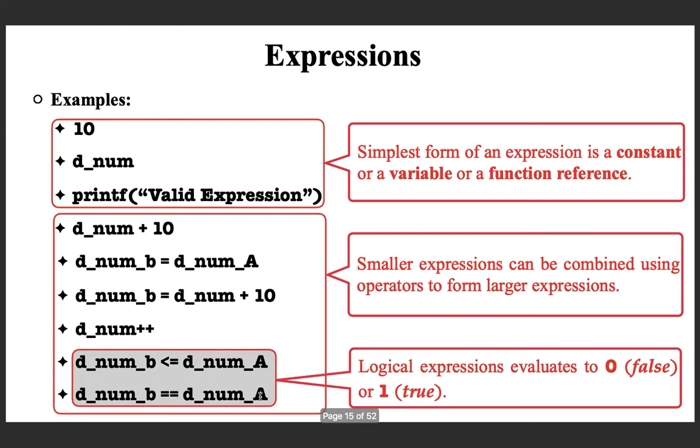And the last two are logical expressions. So logical means expressions whose value is either true or false, and we already know that in the C programming language, false is represented by a decimal value 0 and true is represented by a decimal value 1.